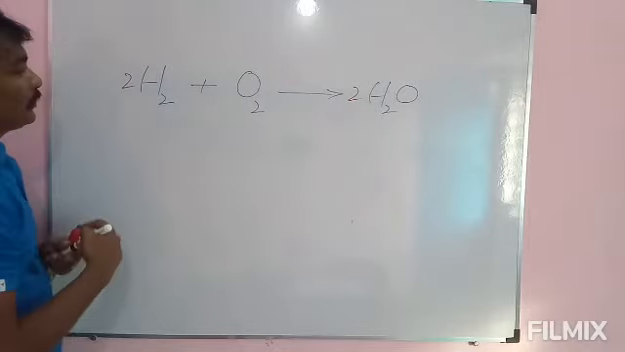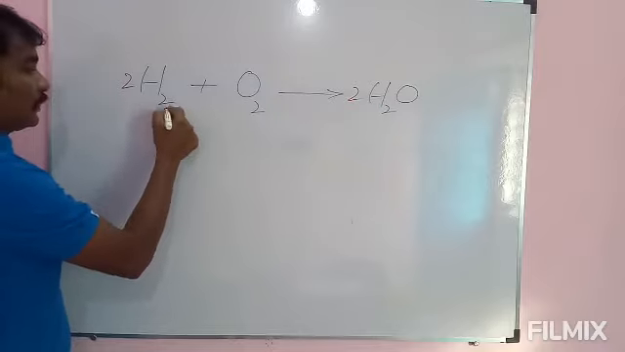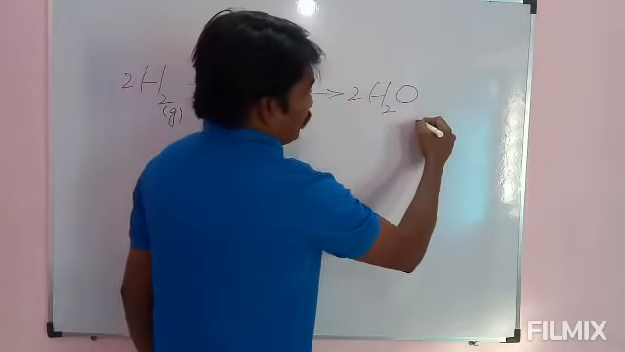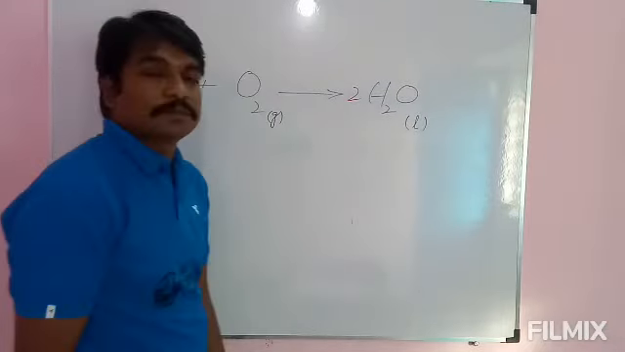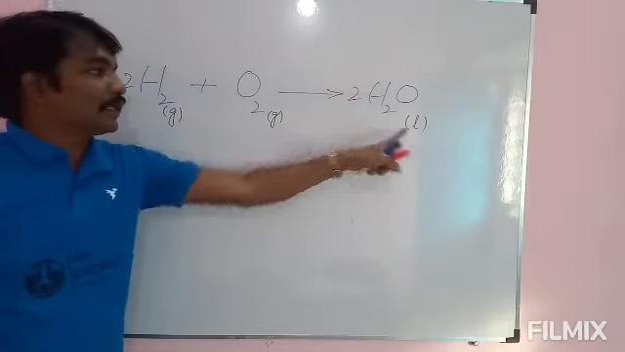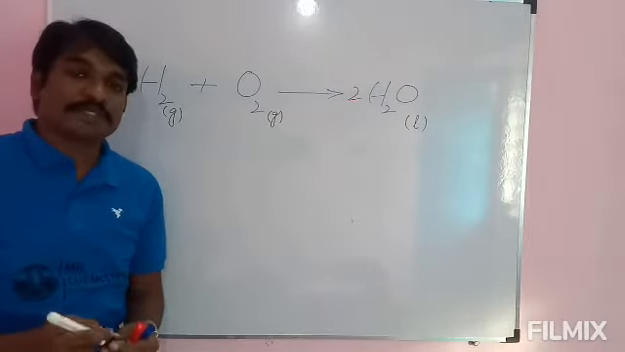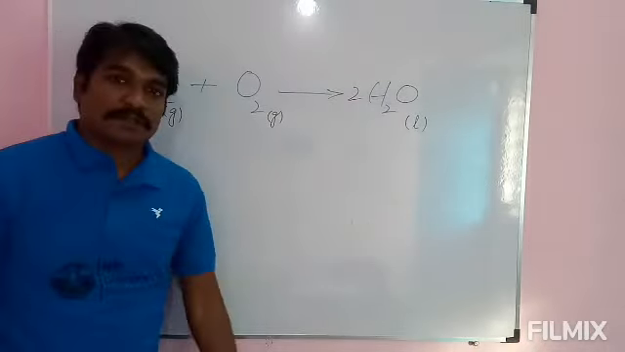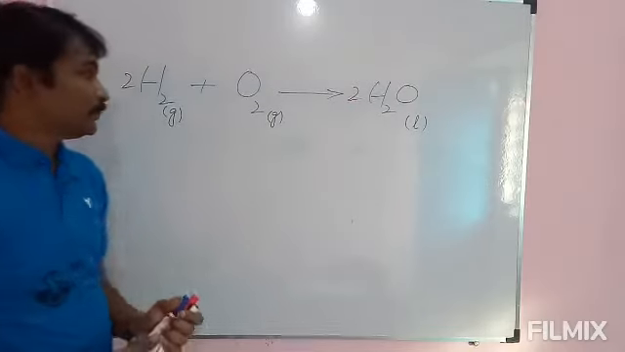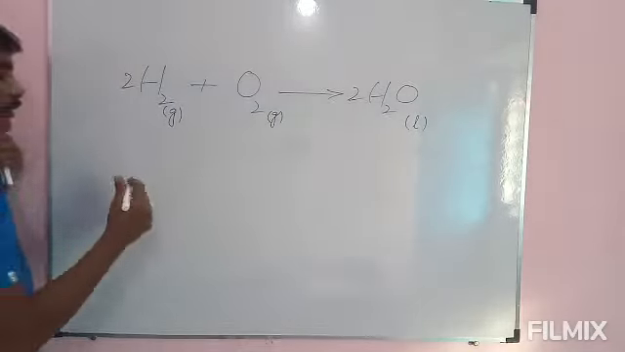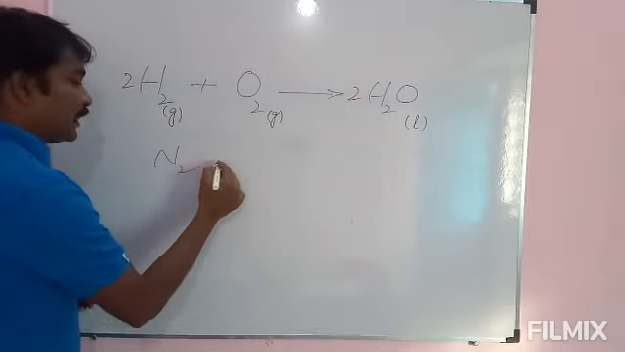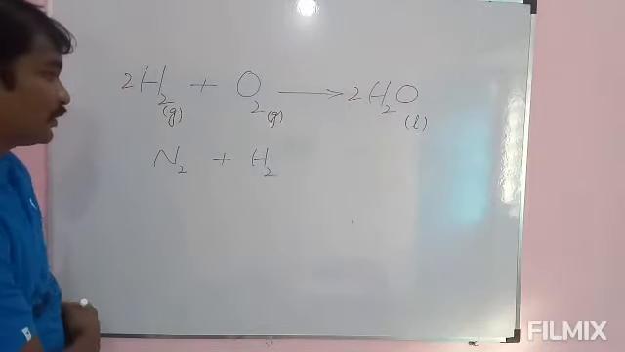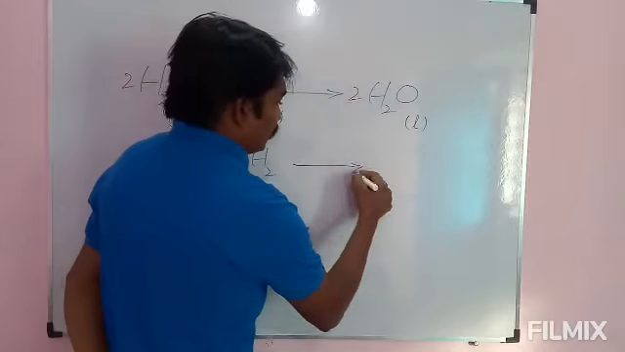And what is the physical state of hydrogen? Hydrogen is a gas. It reacts with oxygen, a gas. And water is formed, water is a liquid. Gas in bracket, liquid in bracket represent the physical states of the reactants and products. Now it is a complete equation. Okay? And one more example. Nitrogen reacts with hydrogen and it forms ammonia.